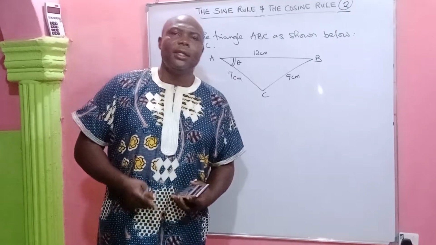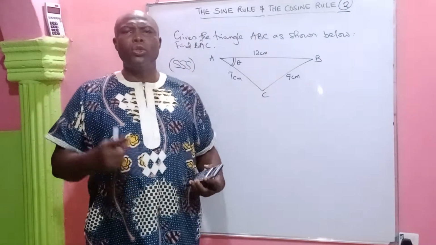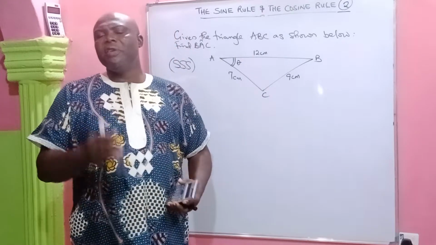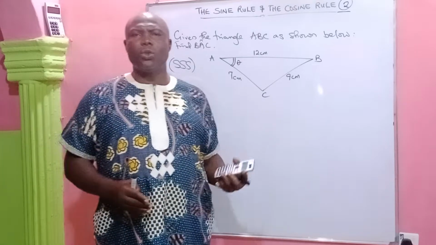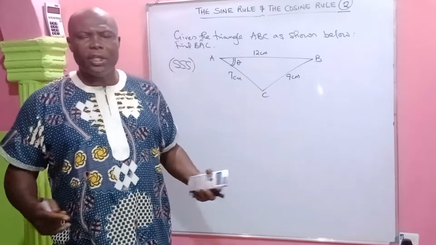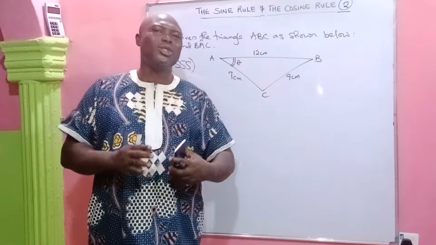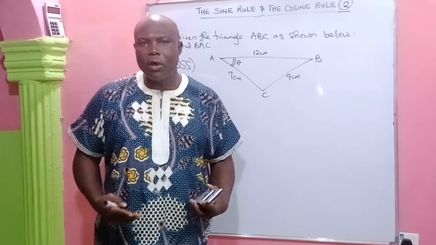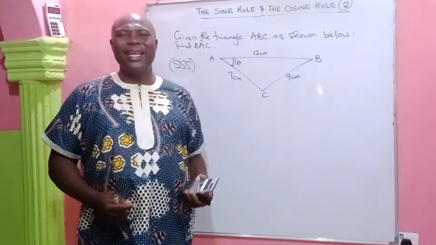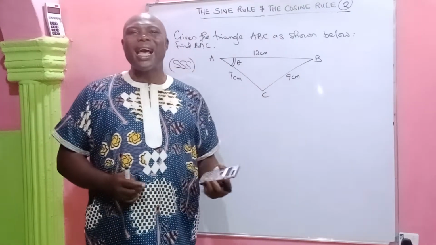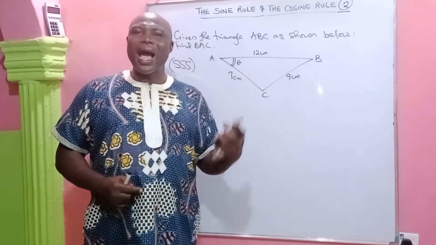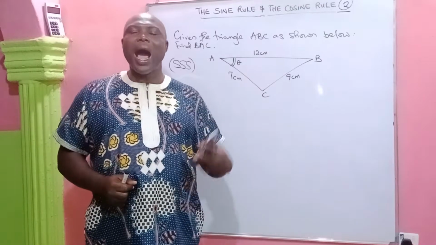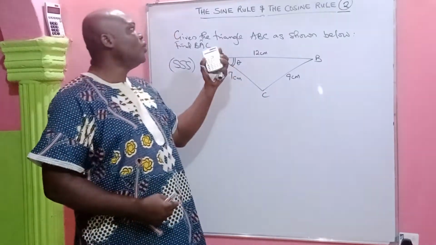But don't forget, the sine and the cosine rule are both used in solving triangles that are not right angle triangle. If a triangle is right angle, you either use SOHCAHTOA or Pythagoras theorem to solve it. But once you have a triangle that is not right angle, you use either the sine rule or the cosine rule in solving the triangle. Now, the sine rule is used when two sides and one angle are given in that triangle, or when two angles and one side are given in that triangle. That's when you use the sine rule.